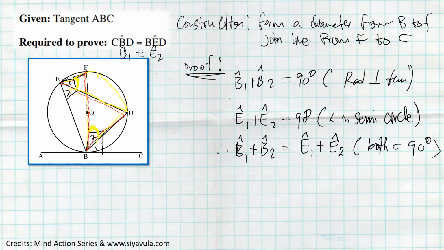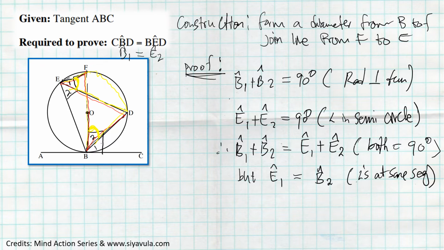Angles in the same segment are equal, right? Meaning that we can see that our angle E1 is the same as angle B2. Can you see? Why? Because these are angles in the same segment. Angles in the same segment are equal, or rather angles subtended by the same chord, or rather angles subtended by the same arc, right?